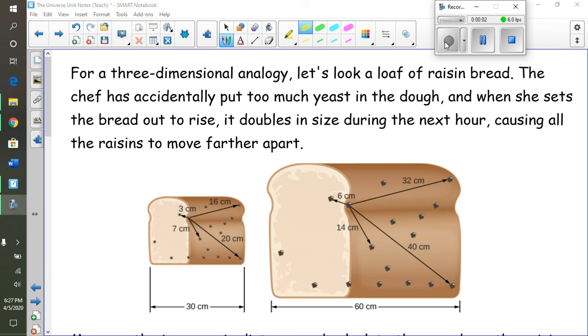Alright, so this is video 2 for the universe, picking up where we left off. In the last video we talked about ants on a ruler. Well, now let's take a look at a three-dimensional analogy. A great example of this is raisin bread.